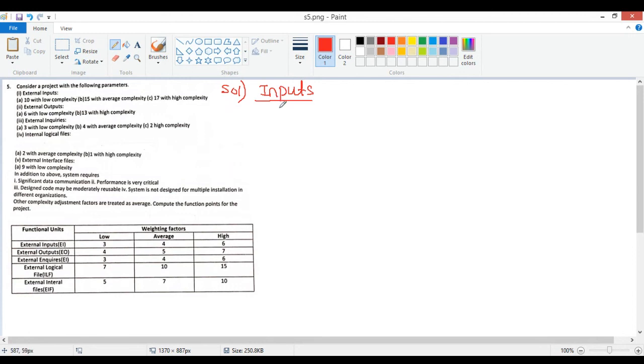Now see, for inputs, he has given 10 low, plus 15 average, plus 17 high complexity. Okay. Now, how do you find out this? You see from the table, for inputs, low is 3, average is 4, and high is 6.